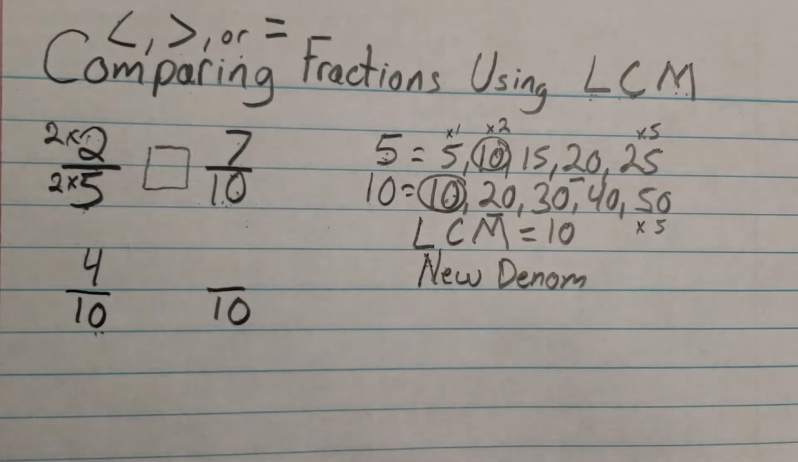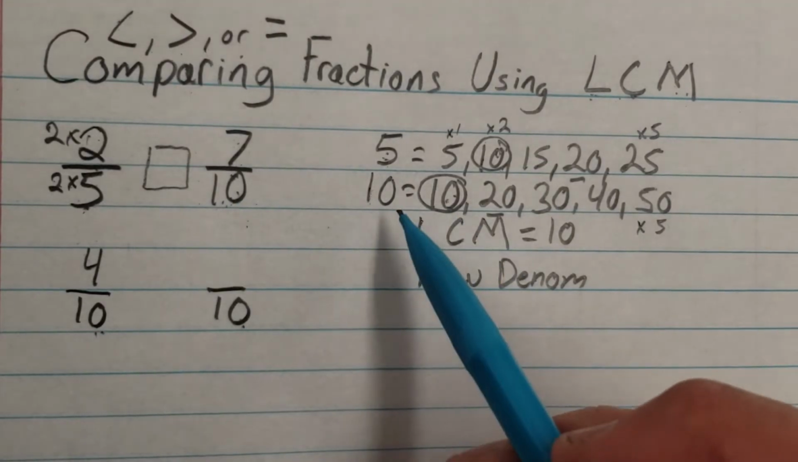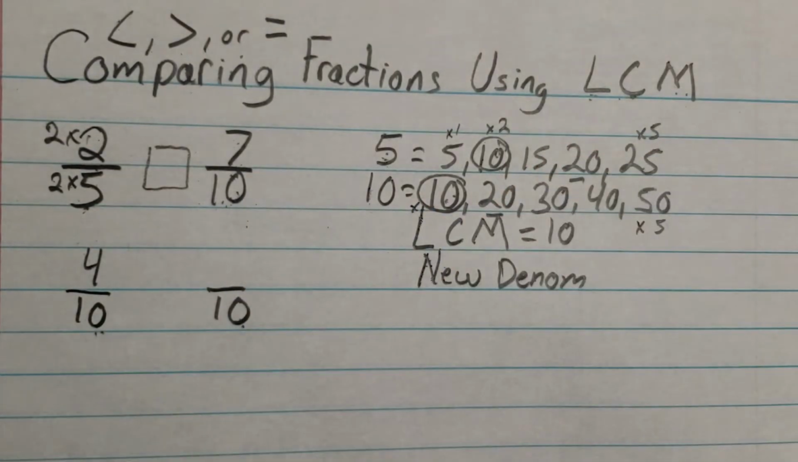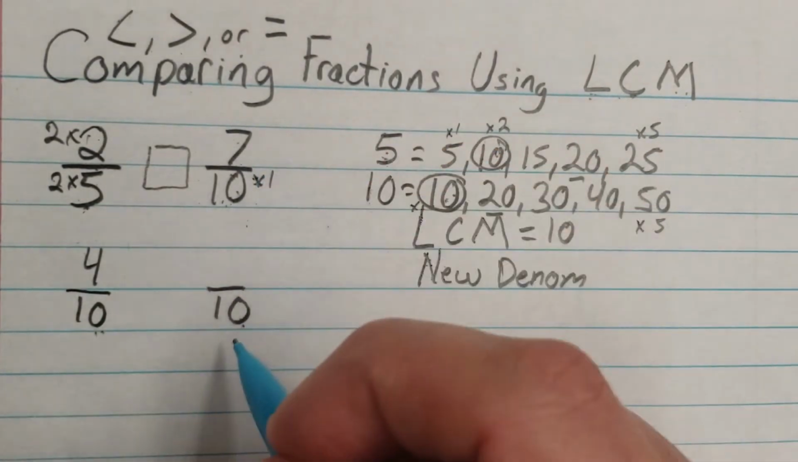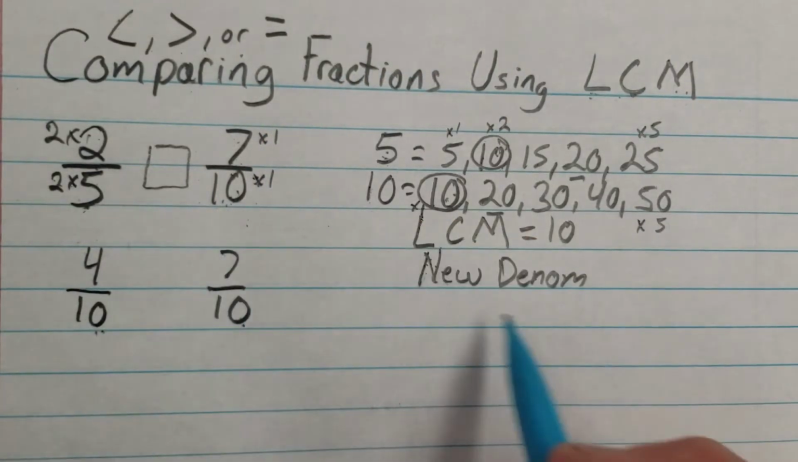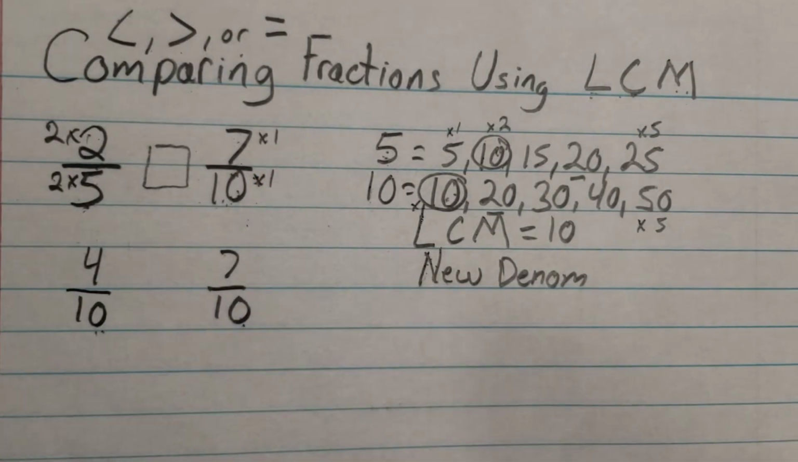Now we need to do the same thing to the second number. It was a 10, and we have a 10 again. How did 10 get the 10? That was just times 1. 10 times 1 gives you 10, so multiply the top by 1, and that gives you 7. Notice the bottom number didn't change, so the top number did not change either.